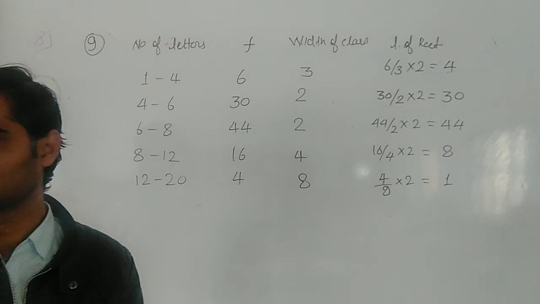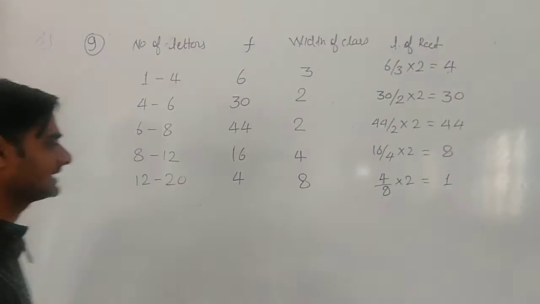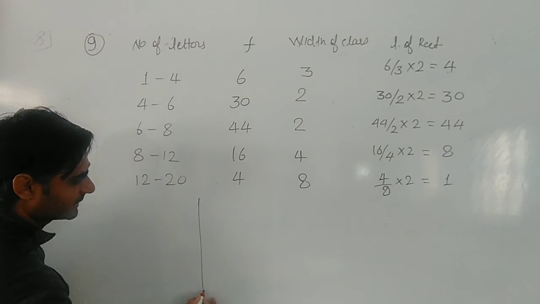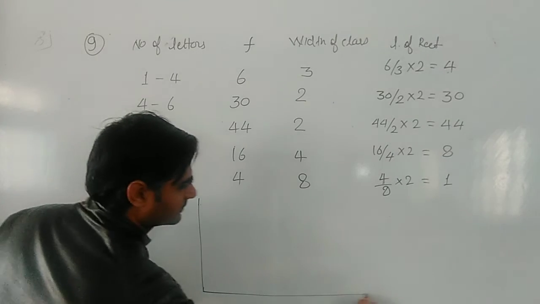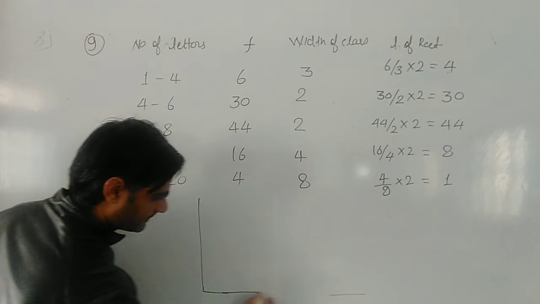4 to 8, 8 1 जाए. यहाँ तक खत्म हो गया, क्लियर है सबको. Now finally what is left? Histogram. आ जाएगा इसका. ये देखो. अब हिस्टोग्राम में देखो हमें क्या बनाना है.